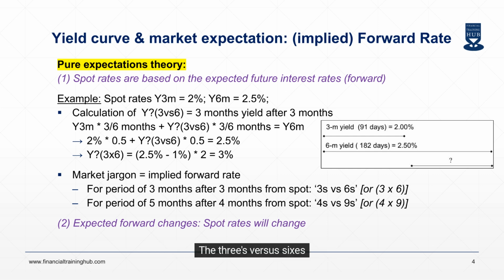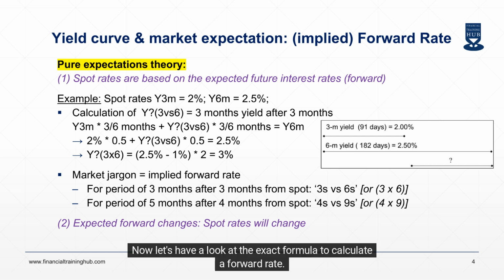The 3s versus 6s is the forward for a period starting after 3 months and ending after 6 months from spot start date. Another example is that a 4s versus 9s forward expresses the 5-month implied forward rate after 4 months from spot. The pure expectations theory says that if market expectations change, the spot yields will change. Now let's have a look at the exact formula to calculate a forward rate.